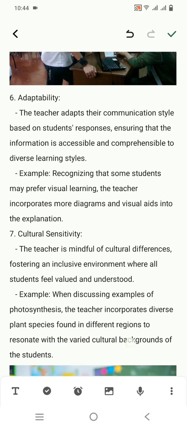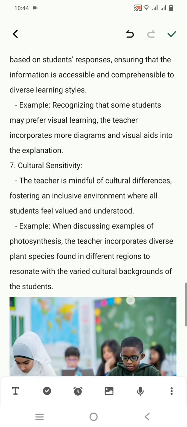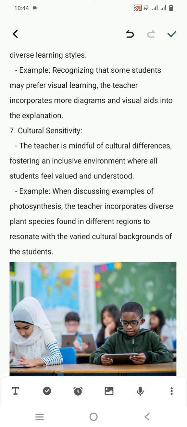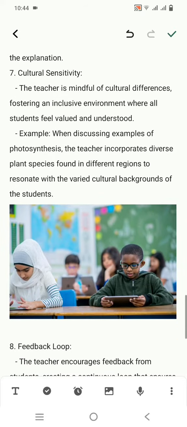Number 7, cultural sensitivity. The teacher is mindful of cultural differences, fostering an inclusive environment where all students feel valued and understood. Example, when discussing examples of photosynthesis, the teacher incorporates diverse plant species found in different regions to resonate with the varied cultural backgrounds of the students.